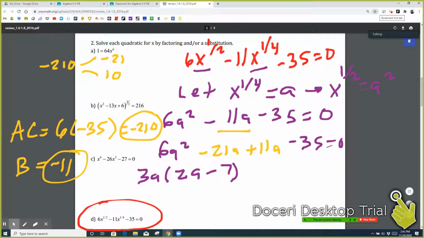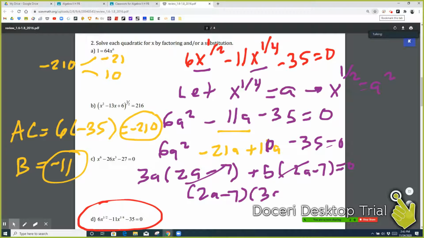Oh, that's because I wrote this wrong. This should be a 10. Sorry, my bad. So 10a and 35 have a common factor of 5. So I could pull out a 5, and I'm left with 2a minus 7. And then pull out a 2a minus 7 times 3a plus 5. And now I have this factored.